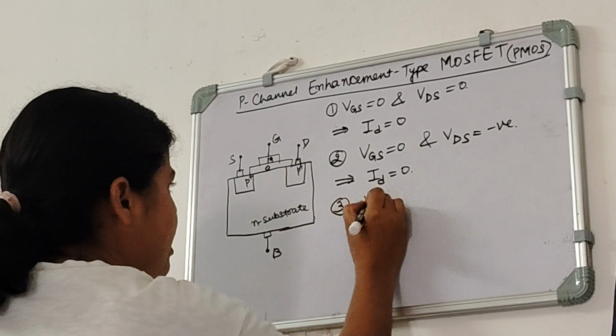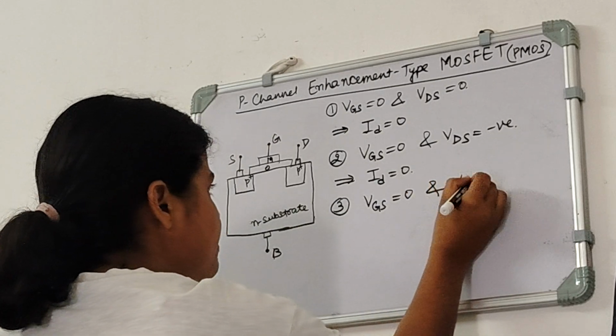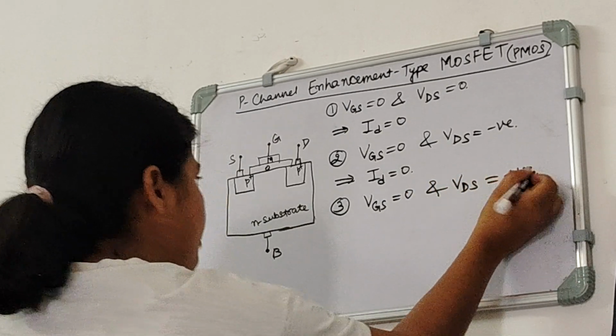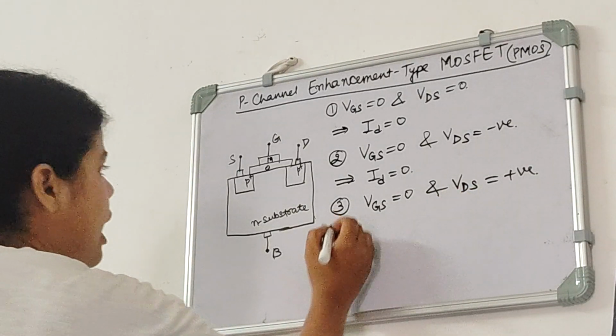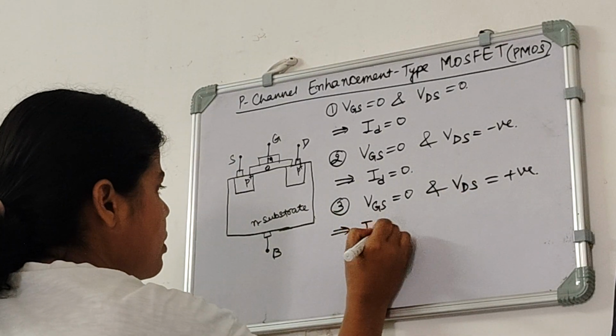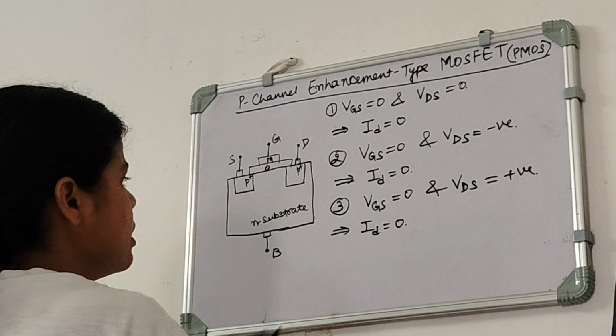The third condition is that VGS is 0 but VDS is positive. Again our VGS is 0, so whatever our VDS is, it doesn't matter, our ID will be 0. Now we will see the fourth condition.